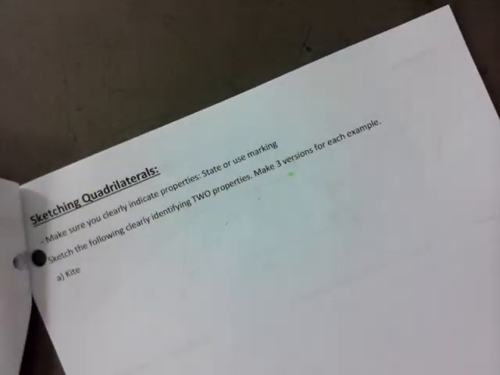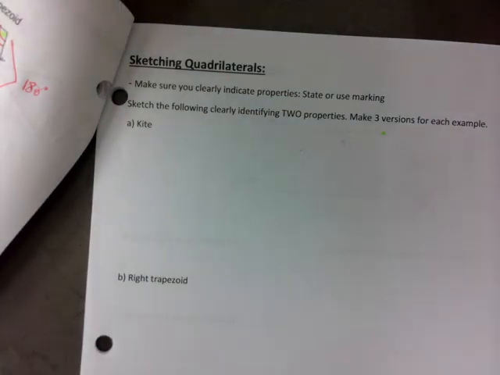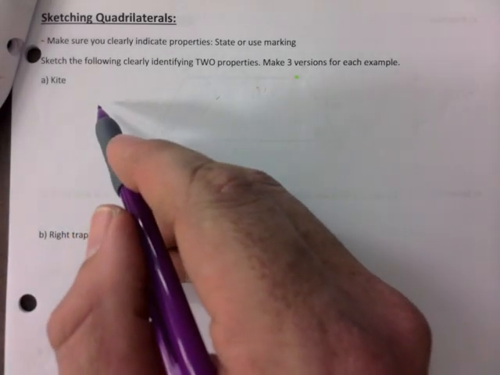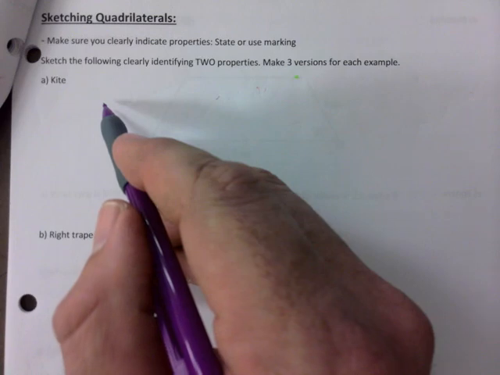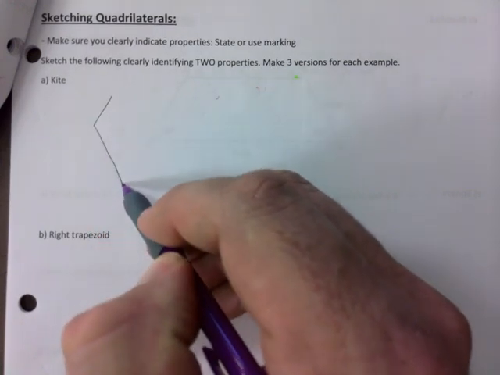Keep going. If I ask you to sketch the following and label 2 properties, could you do it based on your study sheet? So I'll do a model one for you. Kite. What does a kite look like? It looks like this.